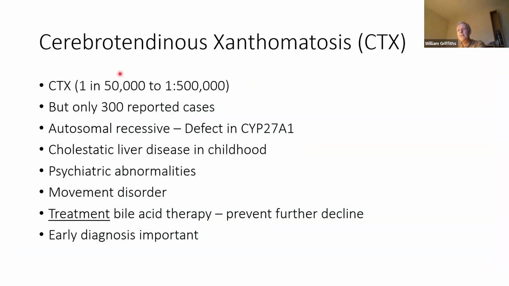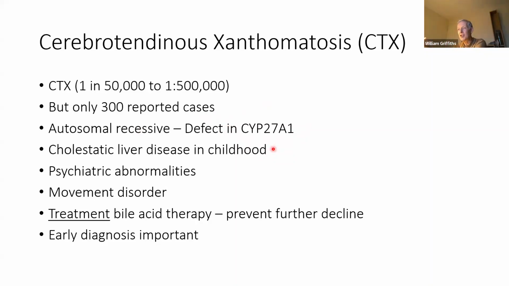As I said, it's 1 in 50,000 to 1 in 150,000, but in fact only 300 cases have been reported. It's autosomal recessive, so there needs to be a mutation in the gene from both your parents. It results in a defect in the enzyme CYP27A1, so you'll see where that comes in a minute. If it presents in childhood, you get cholestatic liver disease, and then there's a good chance of it being picked up because the pediatricians will be aware of CTX.